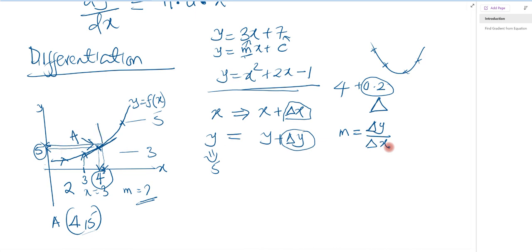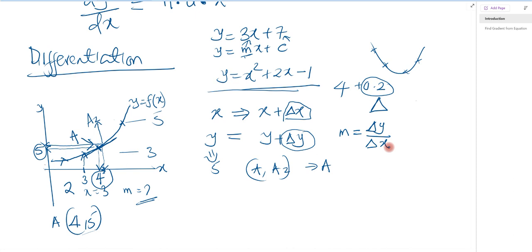Let me call this point A2. So if I can find the gradient between A and A2, then that could be somewhere close to the gradient of this curve at the point A. Now the only thing here is: how much have I taken to be the margin? How much did I add to the 4? How much am I adding to the initial x?